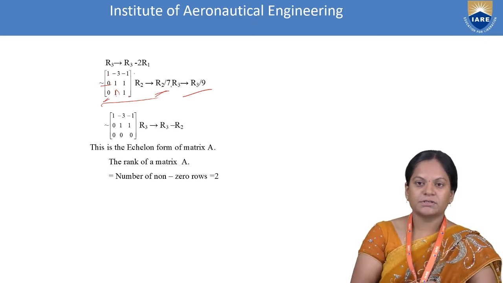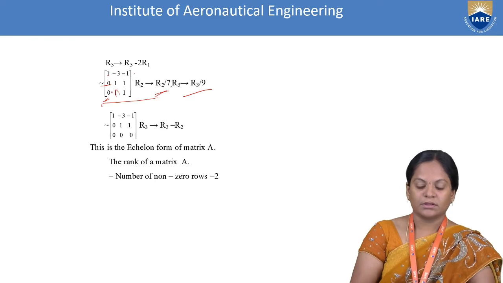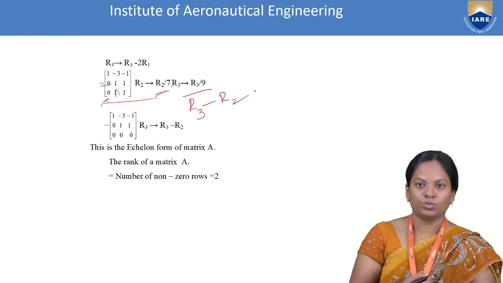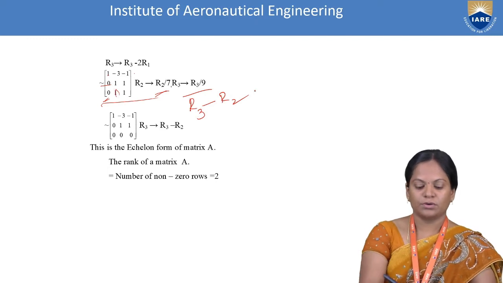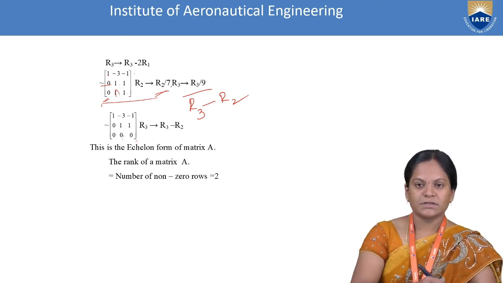Now our intention is to make this third row second element 0. That's why I am taking R3 minus R2. If we take R3 minus R2, 1 minus 1 will get 0. 1 minus 1 here is 0. And 1 minus 1 again will get 0 here. Now this is in Echelon form.